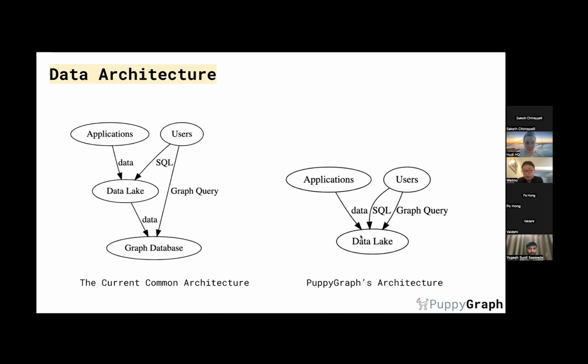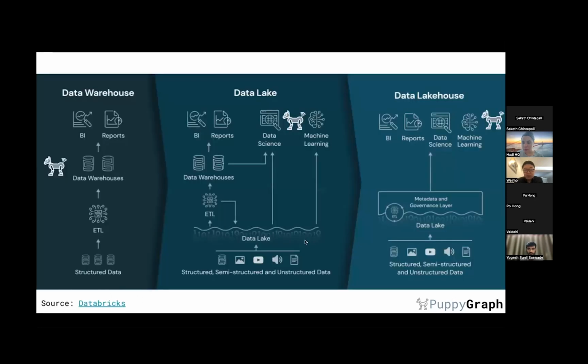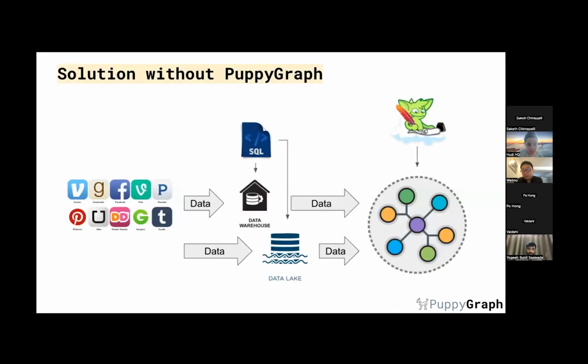Our architecture is that all the data, one copy of data, is in the data lake, and if users want to run a SQL query, they can query it with a SQL query engine. If the user wants to run a graph query, they can use PuppyGraph as their graph query engine. Of course, we can be used as a data warehouse, but our ideal case is that we are on top of a data lake, and users can directly query their existing data without any ETL or data migration.